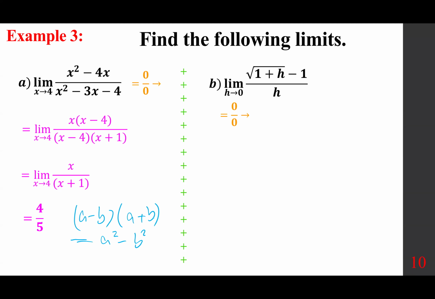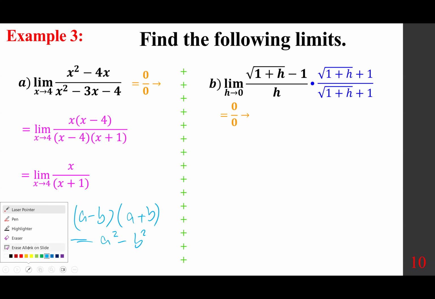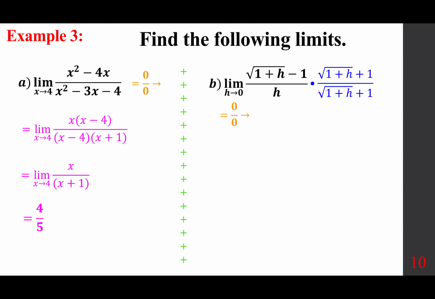So we're going to multiply by the conjugate of the numerator, which is square root of 1 plus h plus 1. You change this one to a plus sign. You're going to multiply and divide because this expression must be 1. Now remember, h is approaching 0, and it's the 0 in the denominator which is a problem. So you never ever distribute, you just multiply them in this fashion.